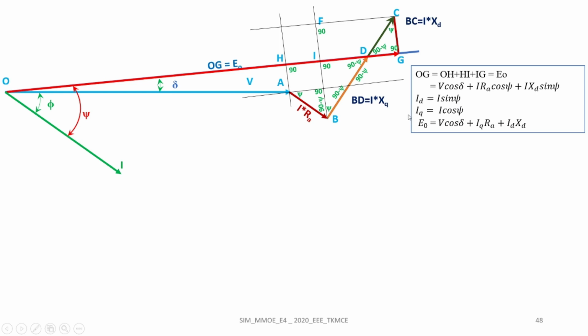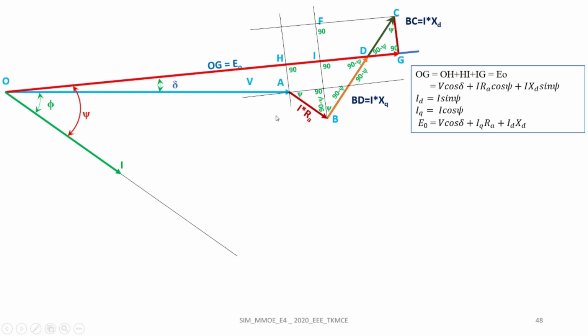So substituting all these things in this equation, we can obtain the induced EMF expression as V cos delta plus IQ RA plus ID XD. Next, we need to derive the expression for psi. For that, we need to extend armature current downwards.